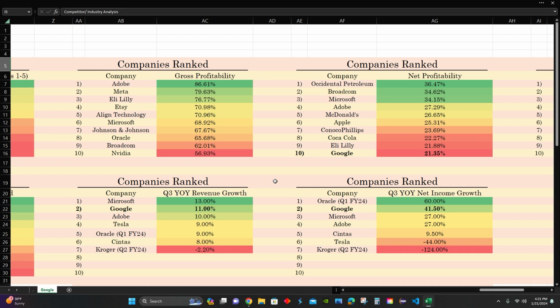For Q3 year-over-year revenue and earnings growth, we can see Google did very well so far. They come in at second place on both tables, 11% on the Q3 revenue table, right behind Microsoft's 13%, and 41.5% on the Q3 earnings growth table, right behind Oracle, which was at 60%.